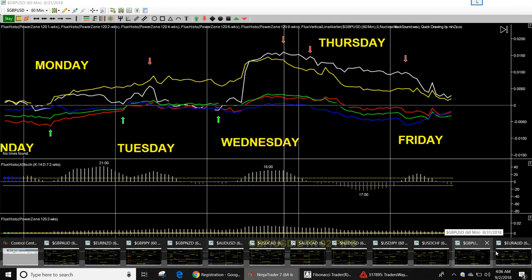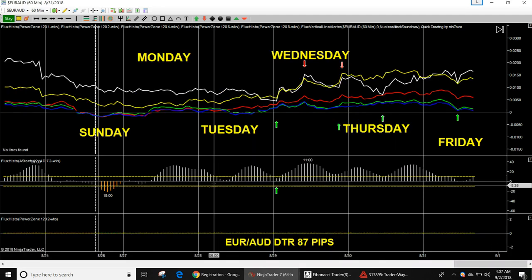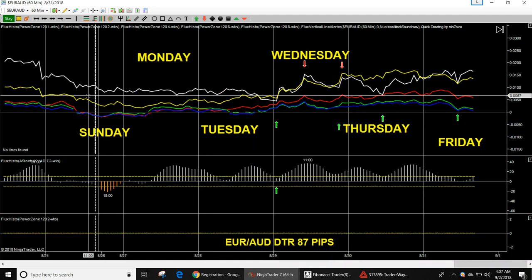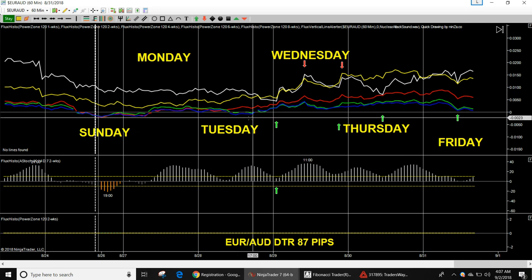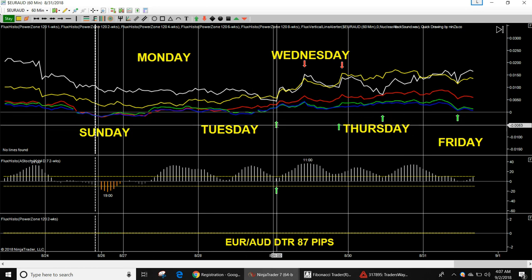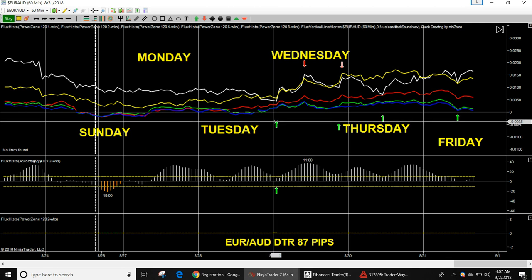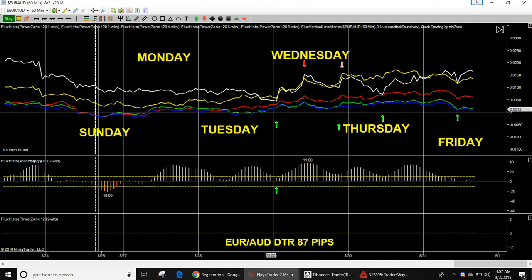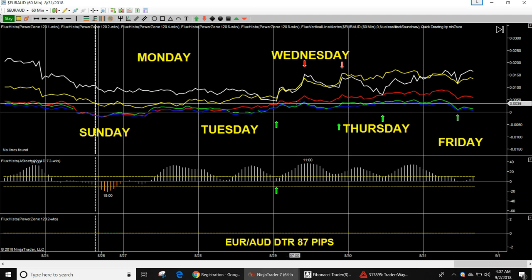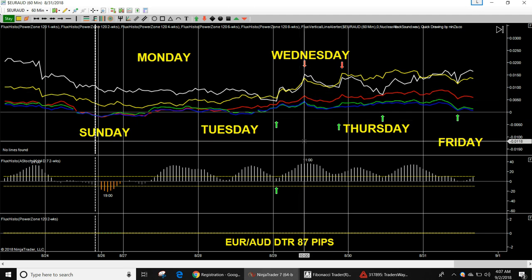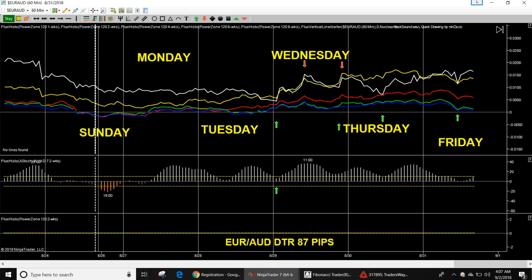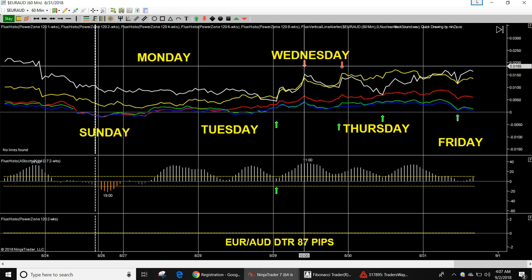Okay, last pair is going to be the Euro Australian. All right, Euro Australian Sunday. I don't see anything really. And then we have a move up here on Wednesday, 1 a.m. in the morning. I'm going to be pretty focused around this time on Wednesdays. The moves are probably going to happen then. Okay, so Wednesday is going to be a critical day trading.